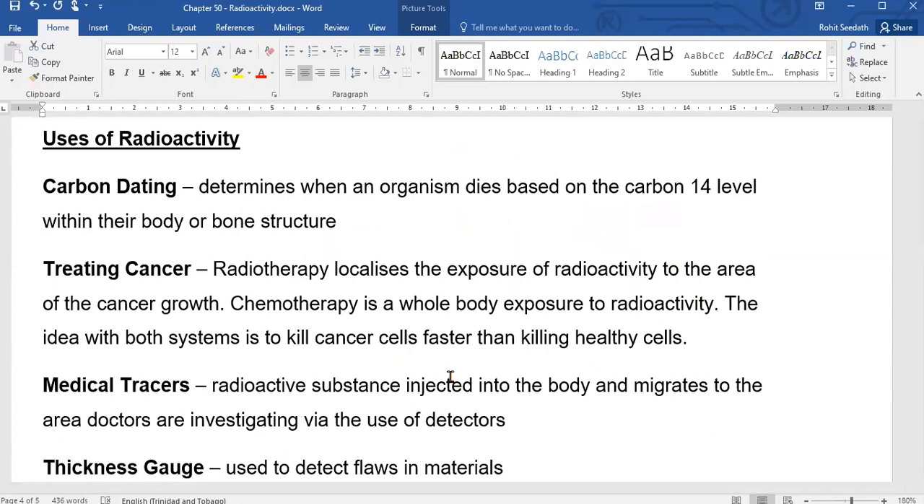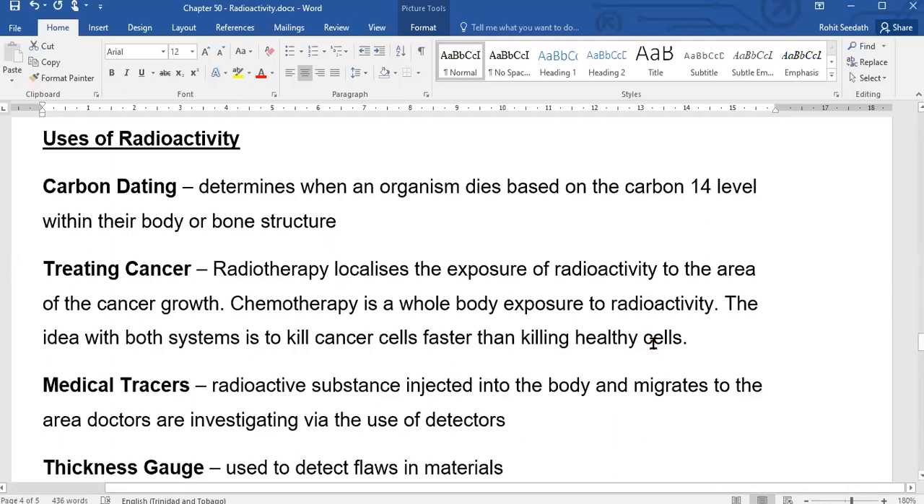The second one is treating cancer. We use gamma rays for that. Radiotherapy localizes the exposure of activity to the area of the cancer growth. Chemotherapy is a whole body exposure, whereas radiotherapy is only for a particular area of the body. However, they use gamma rays to kill these cancer cells faster than killing the healthy cells. That's what's going on with the gamma rays.